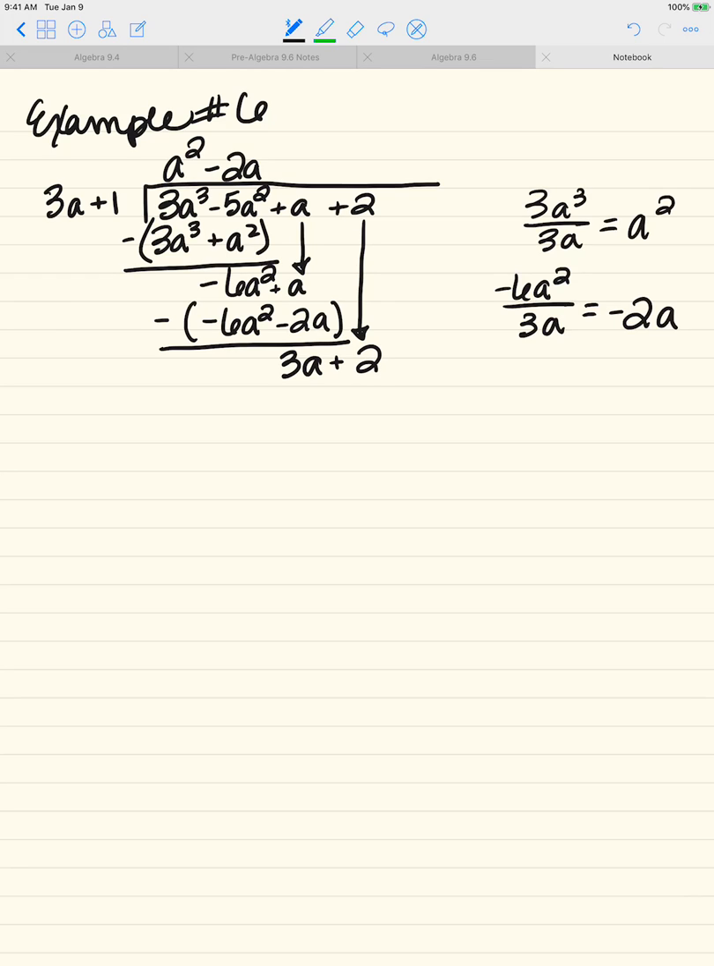3a divided by 3a is 1. 1 times 3a is 3a. 1 times 1 is 1. Subtract all of that. 3a minus 3a is 0. 2 minus 1 is 1. There's your remainder. No one else to bring down. Write your remainder as a fraction up here, 1 over your divisor. And you are done.